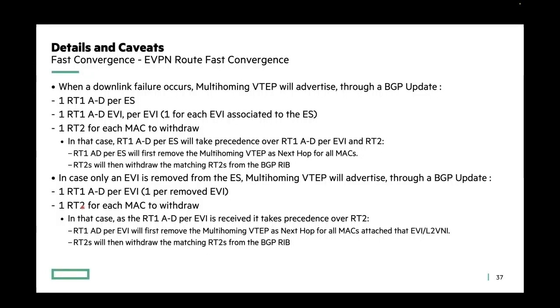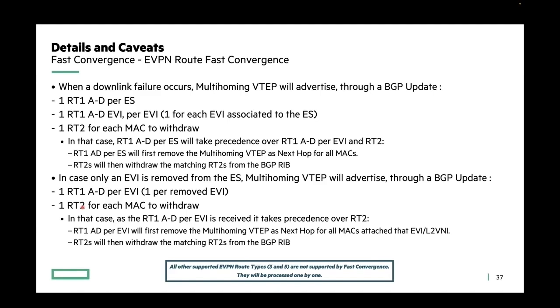The RT1 AD per EVI will first remove the multi-homing VTEP as a next hop for all MAC addresses attached to that EVI or VNI, and then the RT2 will withdraw the matching RT2s from the BGP route. Finally, an important reminder: all other EVPN route types supported by CX, so route type 3 and route type 5, are not supported by fast convergence. In this case, each route, so RT3 and RT5, will have to be withdrawn one by one.